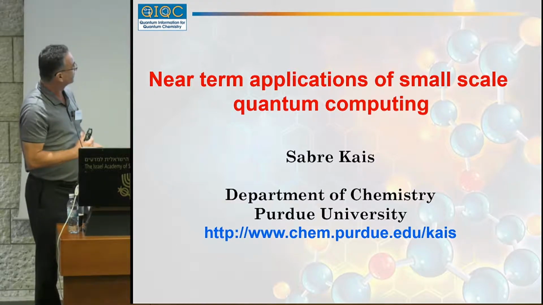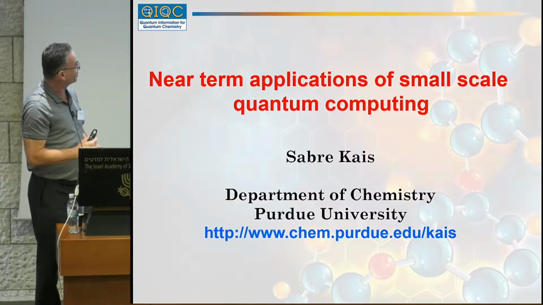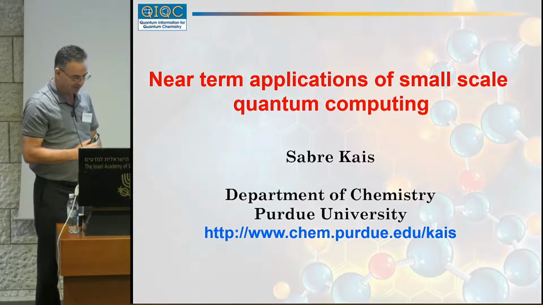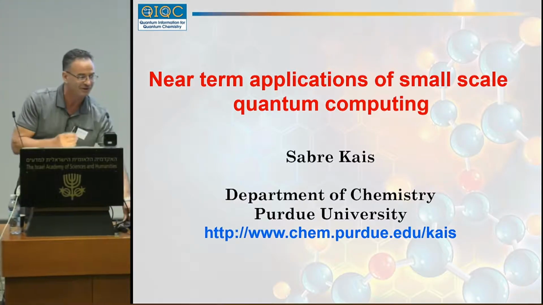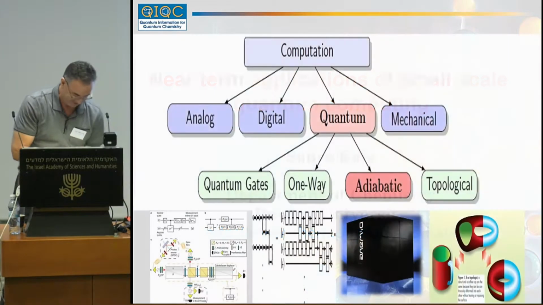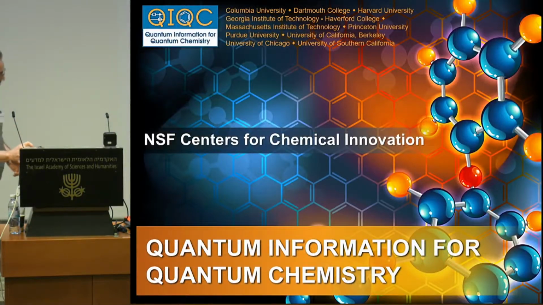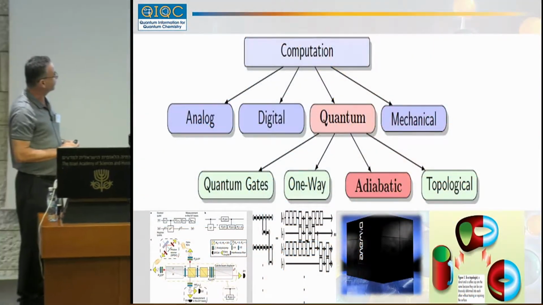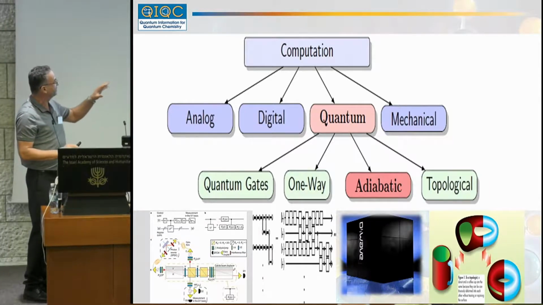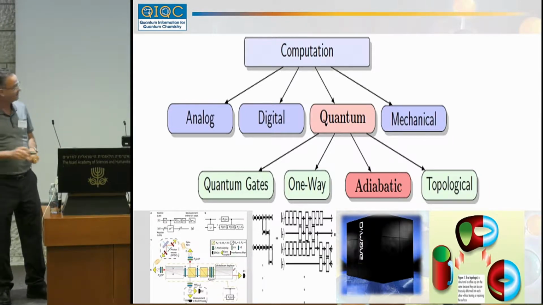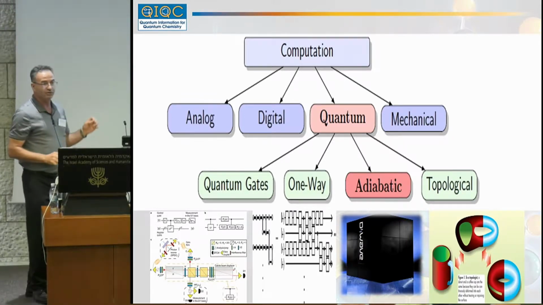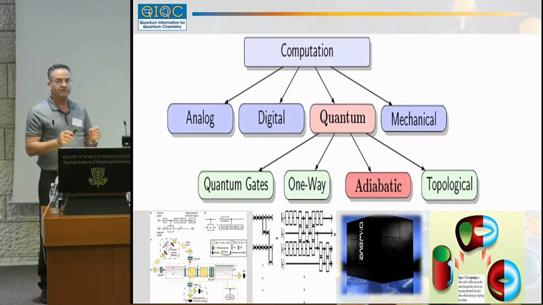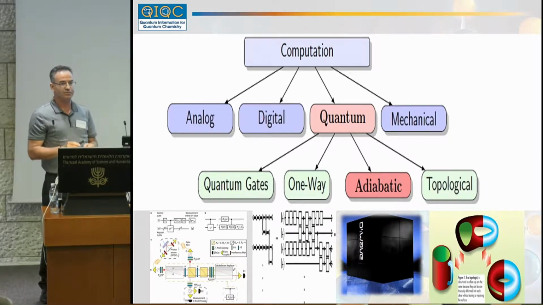And I'm going to talk about the near-term application of small-scale quantum computing. And I took a course about 30 years ago in classical information theory from Rafi. And just to put things in a general overview, we have classical computing, which is based on binary system, like analog, digital, and mechanical. And I will talk about the quantum, which is based on qubit, quantum bits, which is a superposition of 0 and 1.